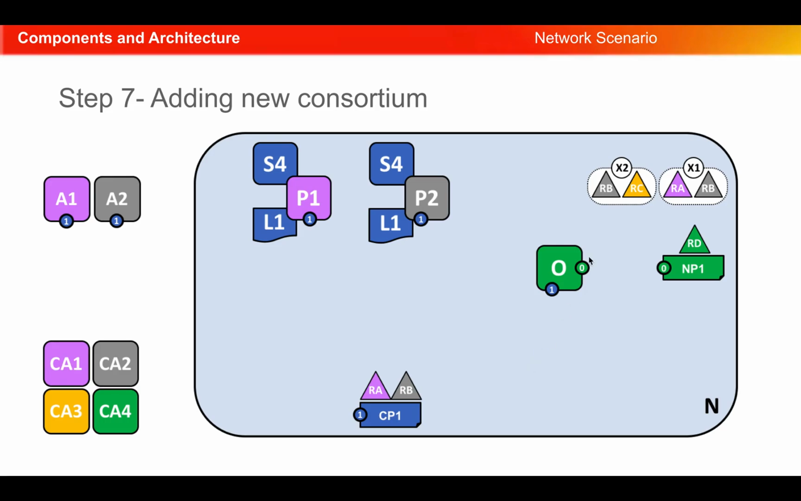Next, in the process, RB and RC come together and form another consortium in the existing network. As you can see here, in the previous section, we had only one consortium, which was X1. In this slide, you have one more consortium, which is X2, which constitutes the RB and RC partnership.